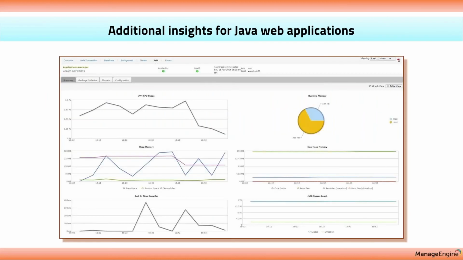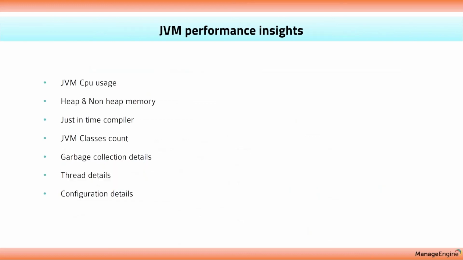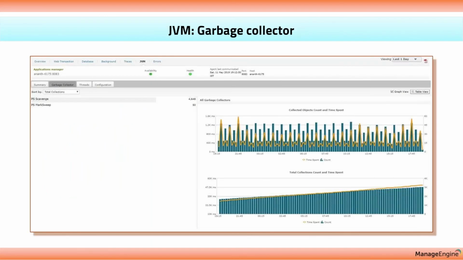So additional insights for Java-based web applications. This metric is specifically for Java-based web applications. We all know that the JVM, the Java Virtual Machine, is an abstract computing machine which enables a specific system to run a Java program. So it is important to keep track of these JVM metrics, which give you clear information on how well your JVM is performing. A few KPIs in terms of JVM would be CPU usage, heap and non-heap memory, JVM classes count, garbage collection details, thread details, and config details. So this is going to be the garbage collection information.